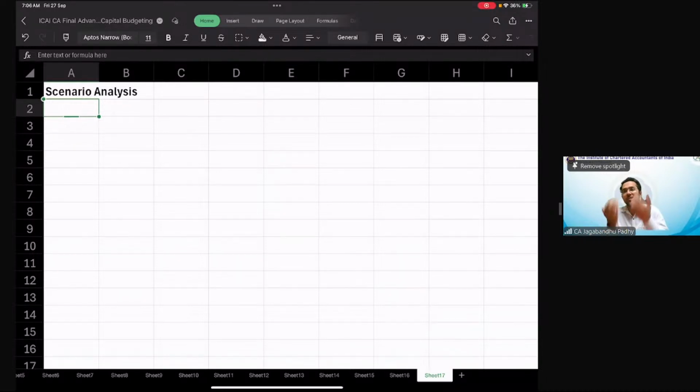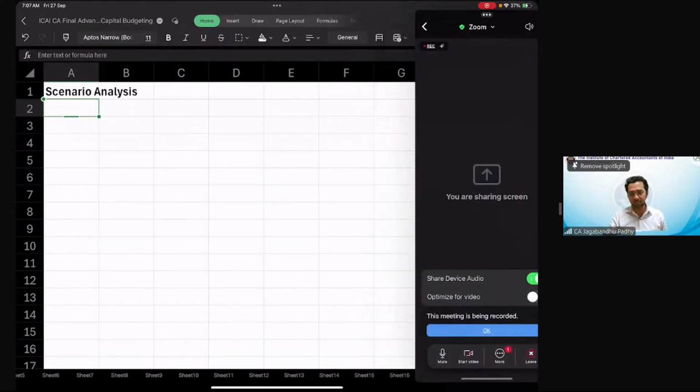And that will give us a range of values of NPV in which it can lie, right? So we may have a very worst situation, we may have a very best situation, and we may have a mediocre situation, or even we may have more than three situations also. And it will help us to understand where we are really ranging from, right? What is the worst NPV possible? What is the best NPV possible, right? So that is what we are looking at in scenario analysis.